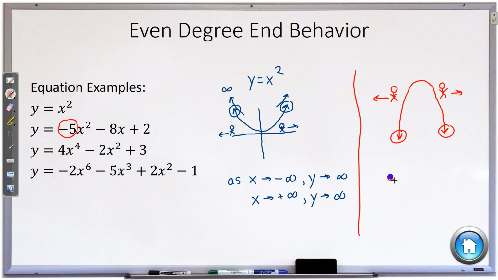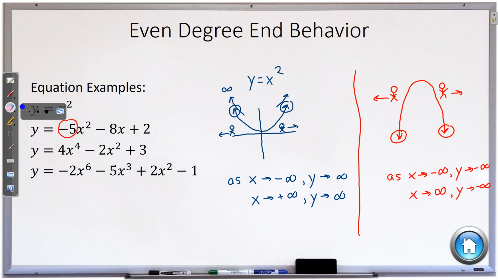So the end behavior, as x approaches negative infinity, that's going to the left, our y values are also going towards negative infinity. And then as x goes the other direction towards positive infinity, the y values are going towards positive infinity. Sorry, negative infinity. Let's fix that. Both the y values are going down as we go out to the ends. So those are the two that we are familiar with.